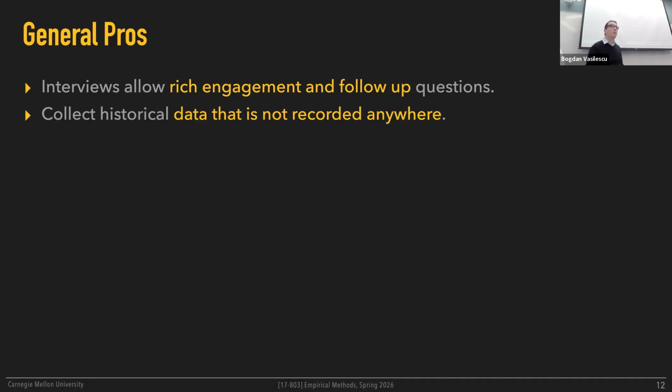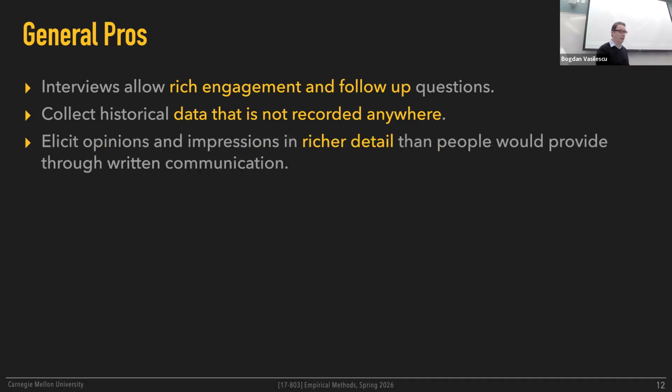They're also sometimes useful because they allow you to collect data that's not recorded elsewhere. Maybe there is no alternative source of data for the thing you're studying, so people's reconstruction or recollection of the events is the only source of this data. In that case, there's really no alternative, so that can be great.